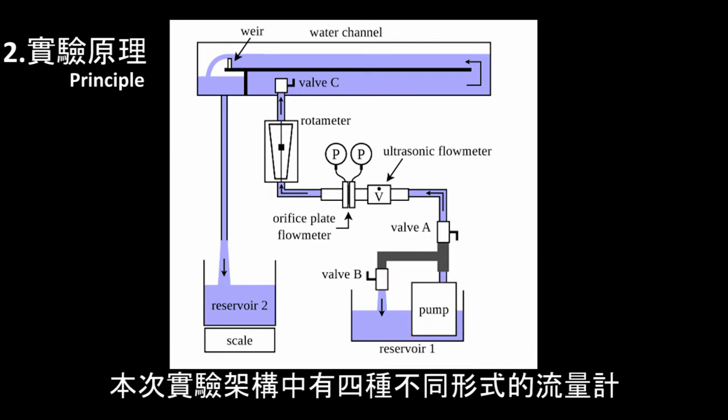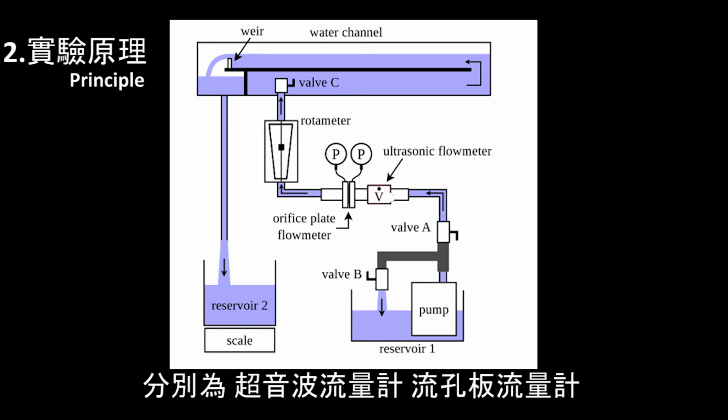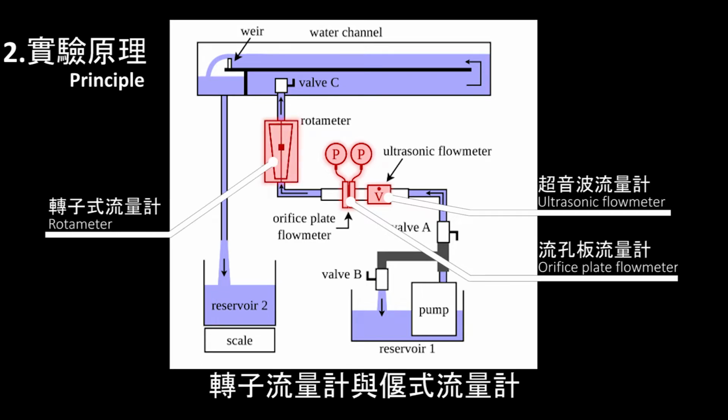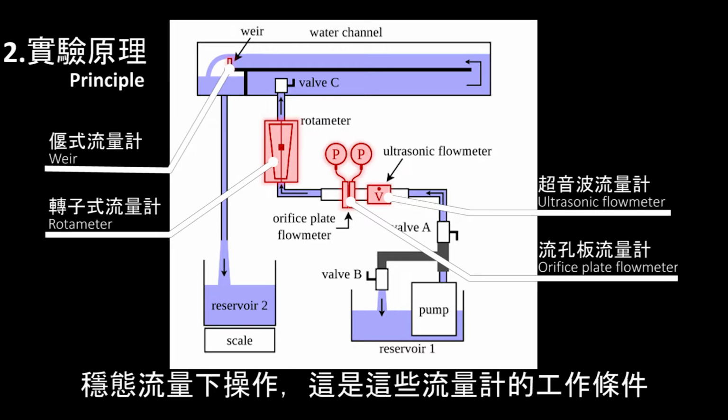Four different flow meters are installed. They are ultrasonic flow meter, orifice plate flow meter, rotameter, and weir. The flow is operated at its steady state, which is the working condition for these flow meters.